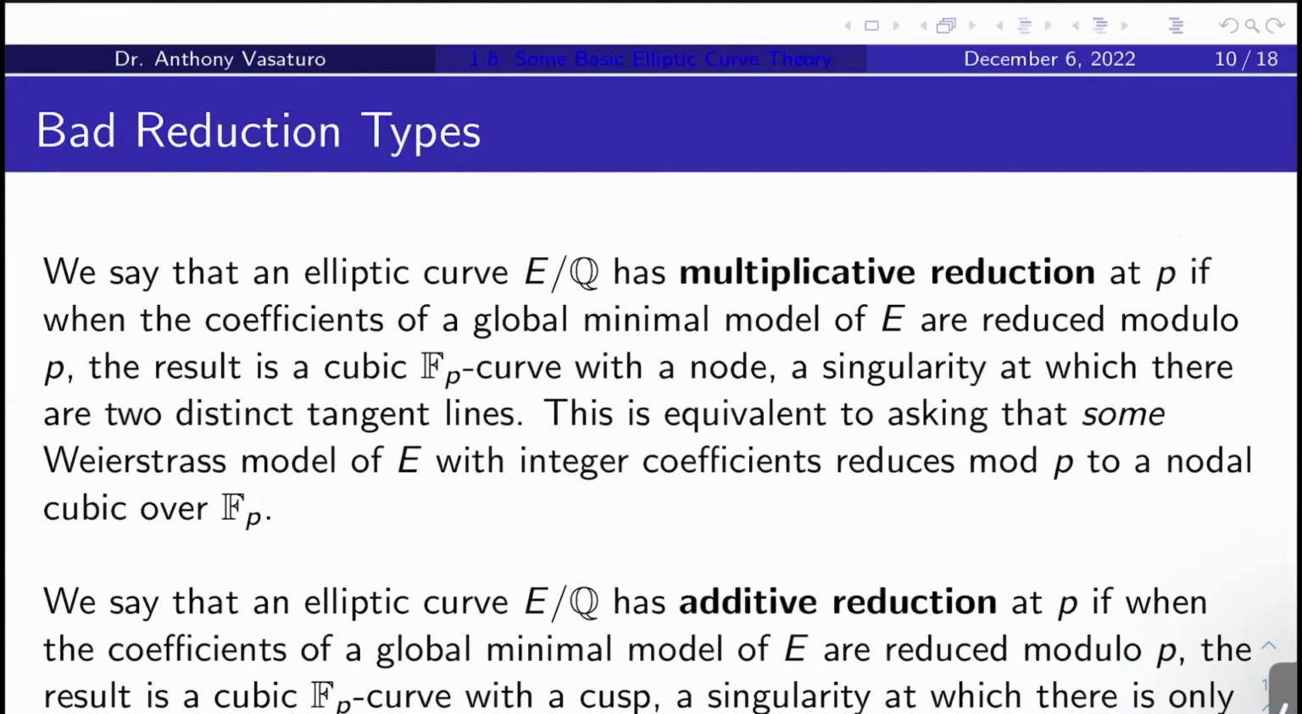So what happens? What are the alternatives? We say that an elliptic curve E over Q has multiplicative reduction at a prime P if when the coefficients of a global minimal model of E are reduced mod P, the result is an F_P nodal cubic. A nodal cubic in general is a curve with a node, which is a kind of singularity at which there are two distinct tangent lines. You have to think about what this means over F_P, but it can always be given over any field in terms of Taylor expansions.